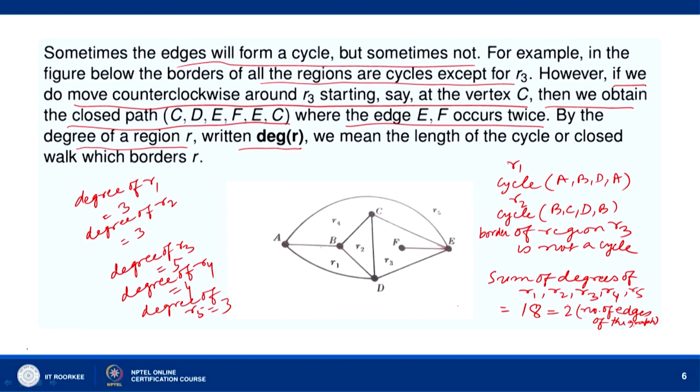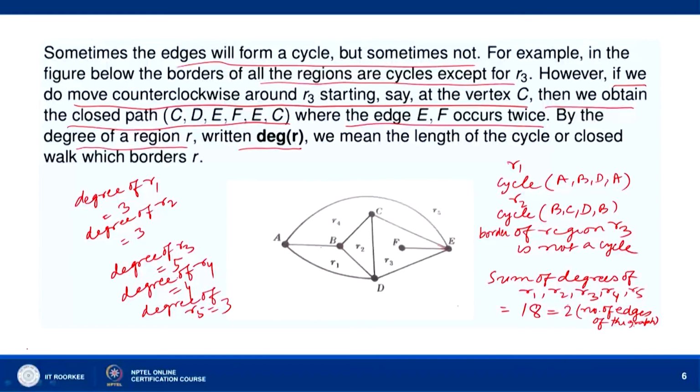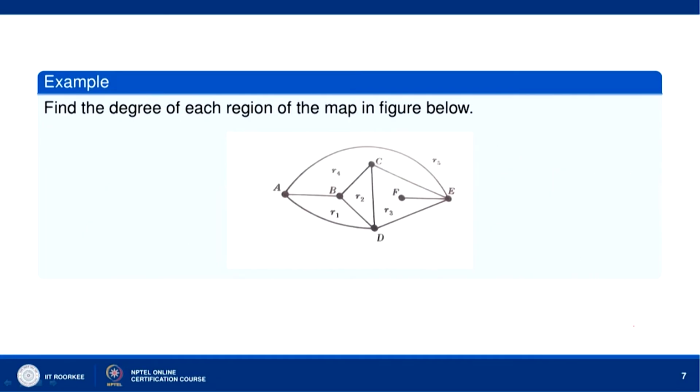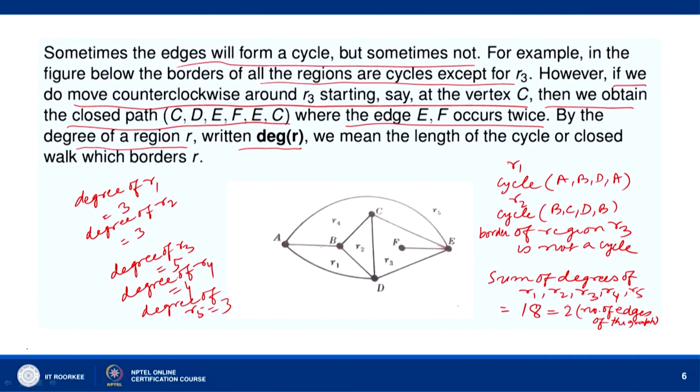Okay. So, in the case of a graph, the sum of the degrees of the regions of the graph is equal to twice the number of edges of the graph. So, we have this: find the degree of each region of the map in the figure below. We have found the degrees of the various regions here, the same graph we have here. And then the sum of the degrees of the regions of a map is equal to twice the number of edges, that we have verified here for this case.